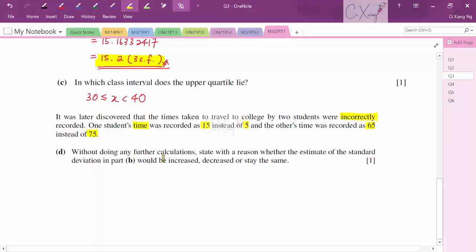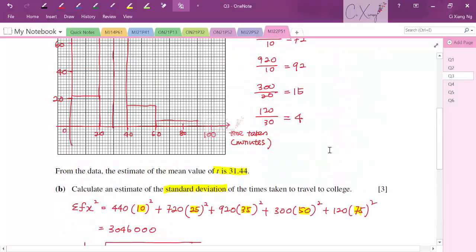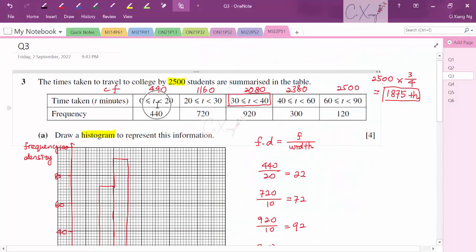Without doing any further calculation, they want us to state with a reason whether the estimate of the standard deviation will increase, decrease, or stay the same. Originally the data should be 5, but we recorded it as 15. Another one should be 75, but we recorded it as 65. Let's have a look at the data again. 15 and 5 belong to the same class. And 65 and 75 also belong to the same class.